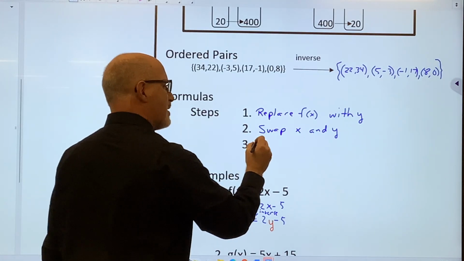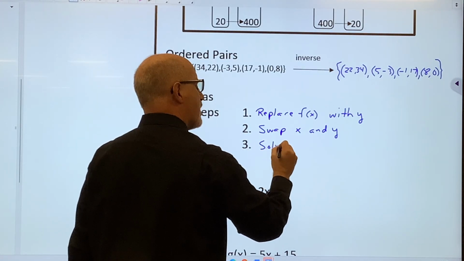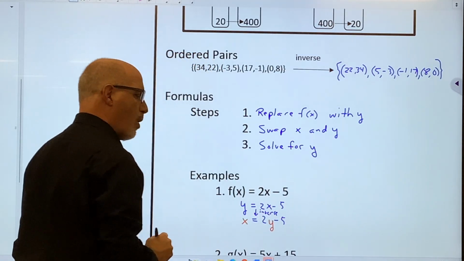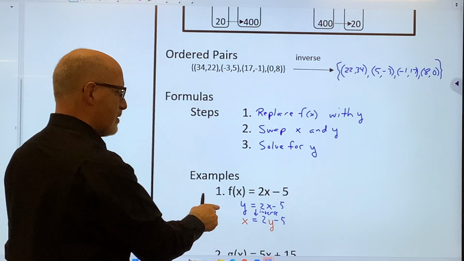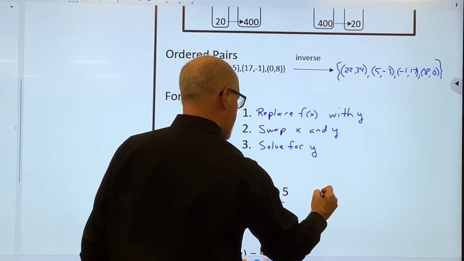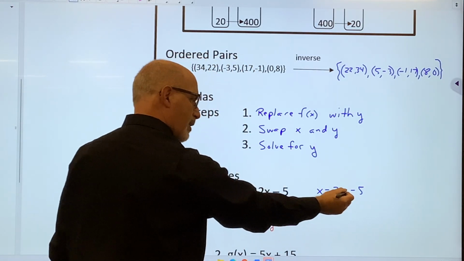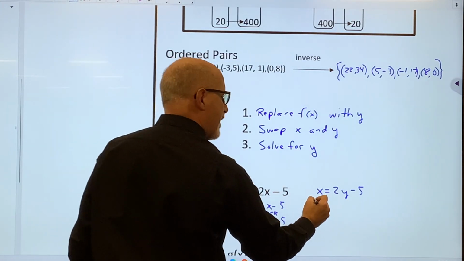And then lastly, we're going to solve for y. We're going to get y by itself. So when I've got this x equals 2y minus 5, I want to get rid of the minus 5, so I'm going to add 5 to both sides.